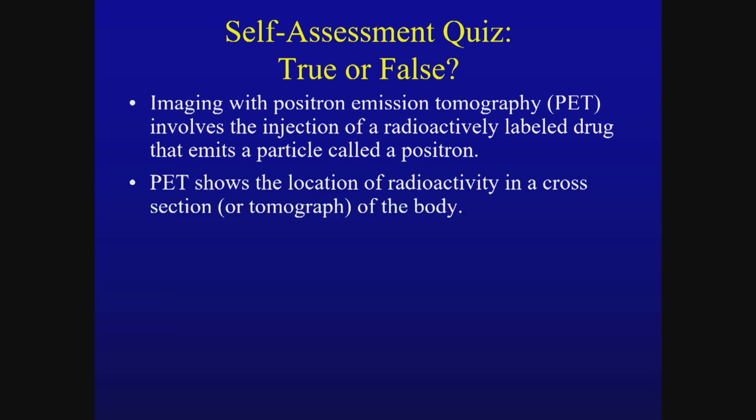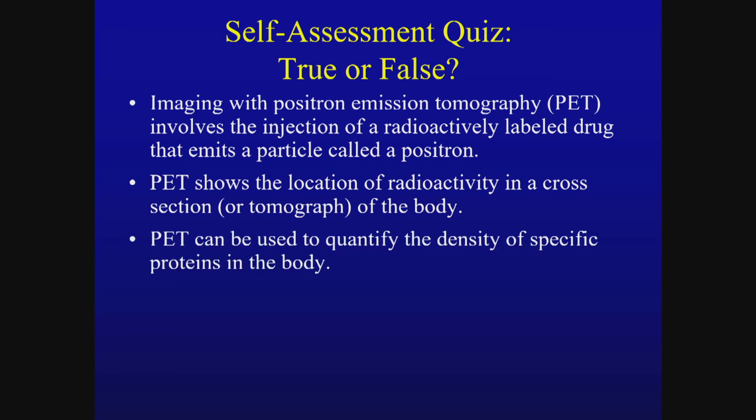PET shows the location of radioactivity in a cross-section or tomograph of the body. Yes, that's what the T in tomography comes from. A tomograph is not just a flat image, but it's a slice going through. We have the front and the back and the left and the right. So that is true. PET can be used to quantify the density of specific proteins in the body. The answer to this is also true.